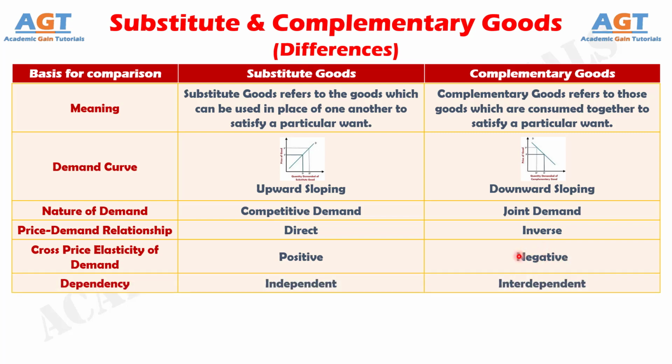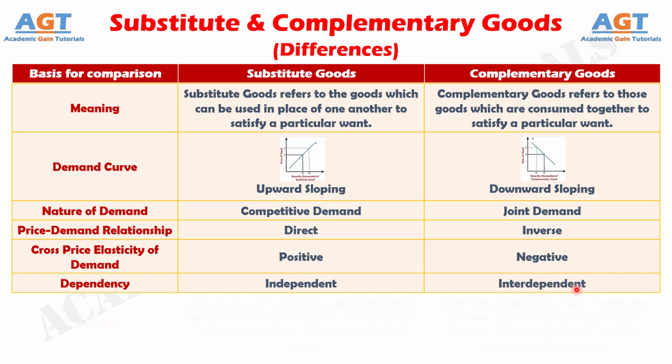Number 6. Substitute goods, for instance, tea and coffee, are independent of each other, that is, they are individually capable of satisfying a particular want. On the other hand, complementary goods, for example, bread and butter, are interdependent on each other, which means that they are used along to satisfy a particular want.